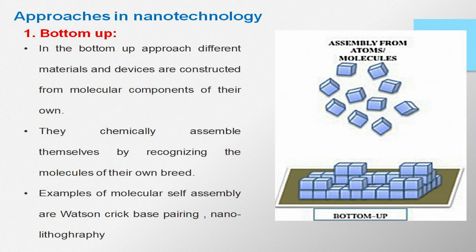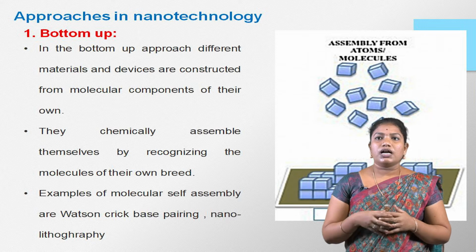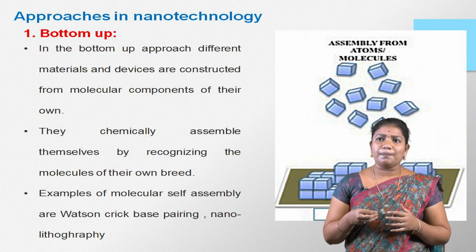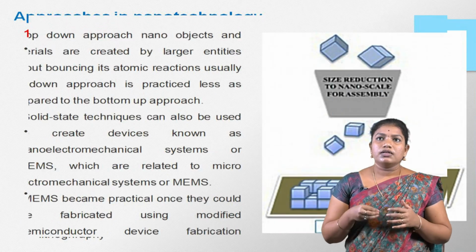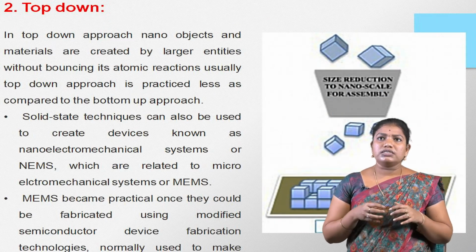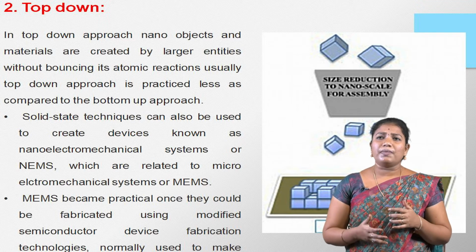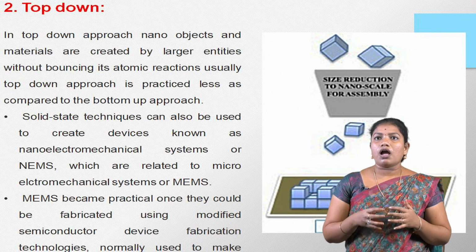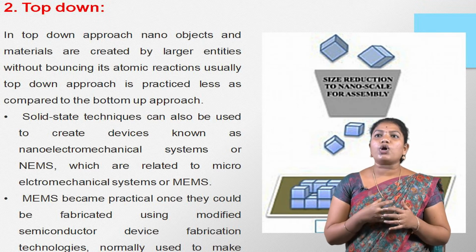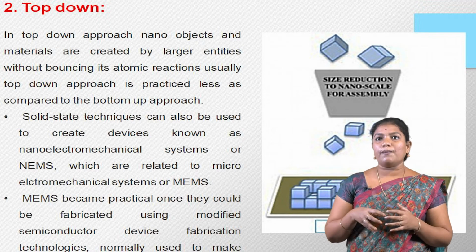The advantage of bottom up is that you make decisions about the resolvable low level, analyze them, and decide how they will be put together to create a high level construct. The second one, top down. In top down approaches, nano objects and materials are created from larger entities without atomic level reactions. Usually top down approaches are practiced less compared to bottom up approaches.